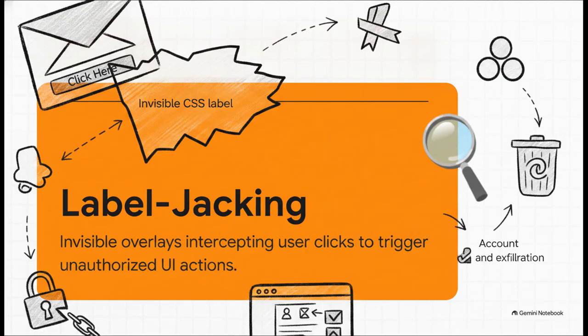Picture this. Attackers drop completely invisible CSS labels right on top of legitimate, boring-looking buttons inside an email. You think you're clicking a safe link, but that click gets intercepted. It gets stealthily rerouted to authorize actions in the background. We're talking quietly stealing third-party OAuth tokens for connected apps like Slack or Medium, or even confirming an account deletion right under your nose.